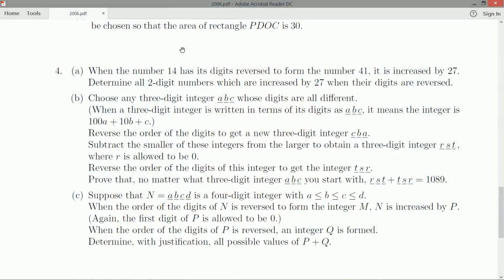When the number 14 has its digits reversed to form the number 41, it is increased by 27. Determine all 2-digit numbers which are increased by 27 when their digits are reversed. Okay, so we're talking about 2-digit numbers.